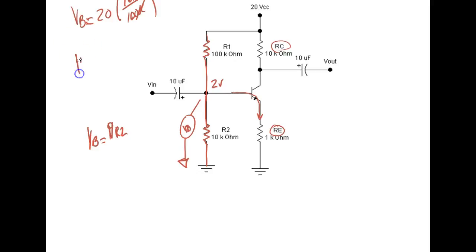No, the actual formula would be VB, but I took some shortcuts because I know math. I know 10K over 100K. What do I have on the top? Well, I got two Ks. What do the Ks do? Cancel. I got a 0 here and a 0 there. That cancels. So that's 1/10. I knew that was 2 volts without even picking up a calculator.